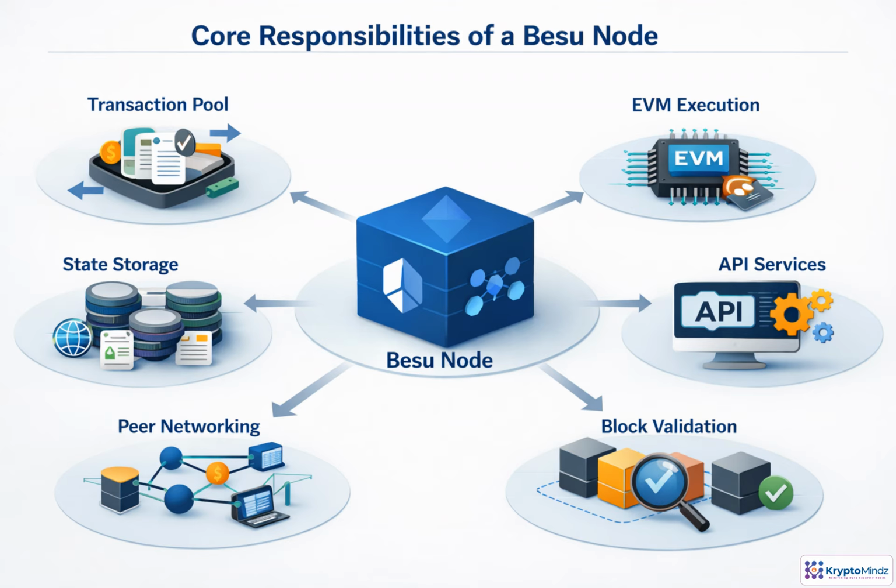A Besu node is not doing just one job. It coordinates several responsibilities at once. It receives pending transactions, shares them with peers, and prepares them for inclusion in blocks. It executes those transactions through the EVM, then records the resulting state, receipts, logs, and block data. At the same time, it exposes APIs, maintains peer connections, and validates incoming blocks, so its local view remains synchronized and trustworthy.